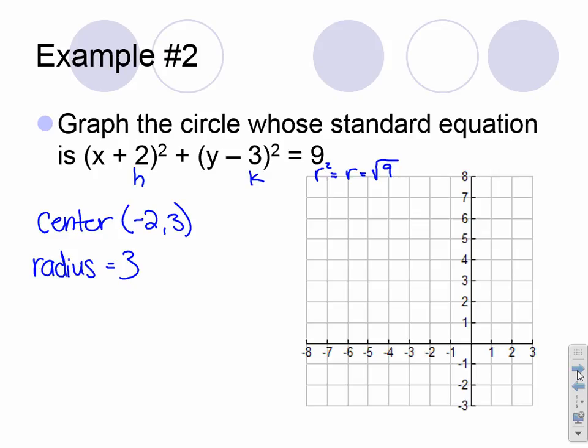Now, remember that anytime you plug in a negative, that's when you're going to see a positive here in the equation. So please do not write 2, -3. Okay, you will be wrong every single time. All right, so now that I have those, I just go through and I plot them. So here's your center at -2, 3. And then my radius is 1, 2, 3 up, 1, 2, 3 over, 1, 2, 3 down, and 1, 2, 3 over. And then I'm going to try to make a circle that goes through those points, okay? And clearly they don't have to be perfect. All right, so hopefully that makes sense.